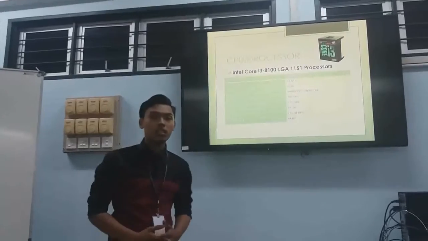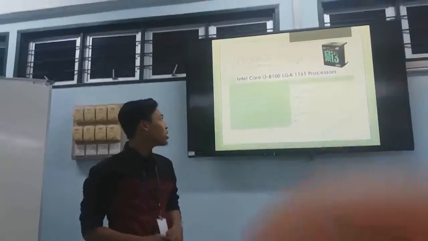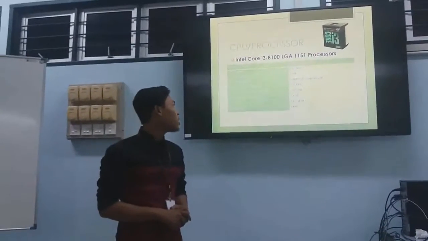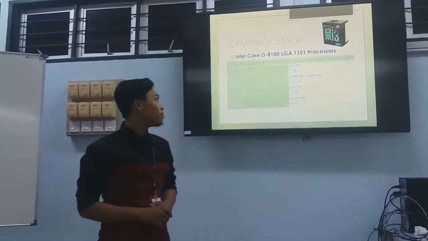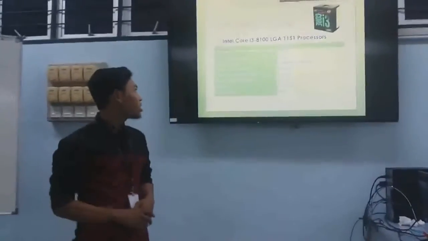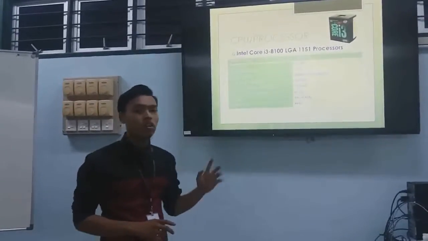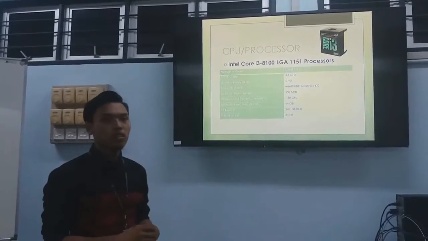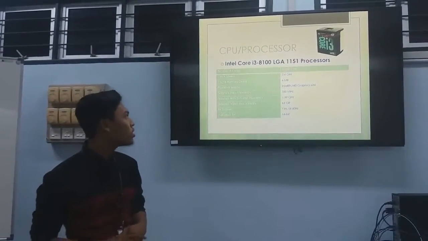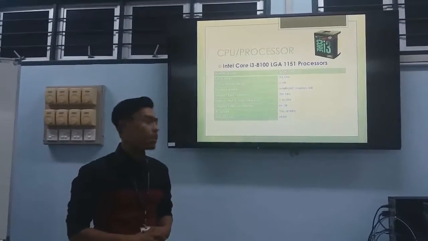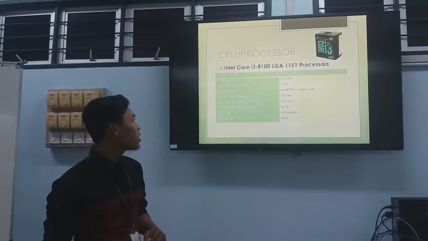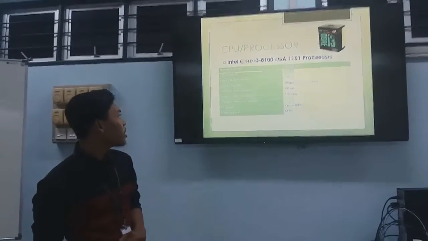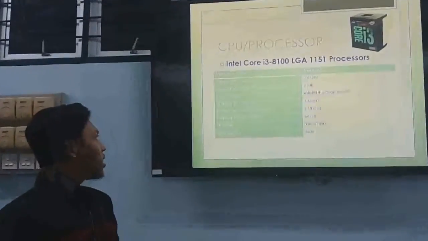CPU processor, we choose Intel Core i3 8900. And for the specification, the number of cores is quad core. So quad core is fast for the processor to process the computer. Then clock speed 3.6 GHz. And then cache memory 6 MB.